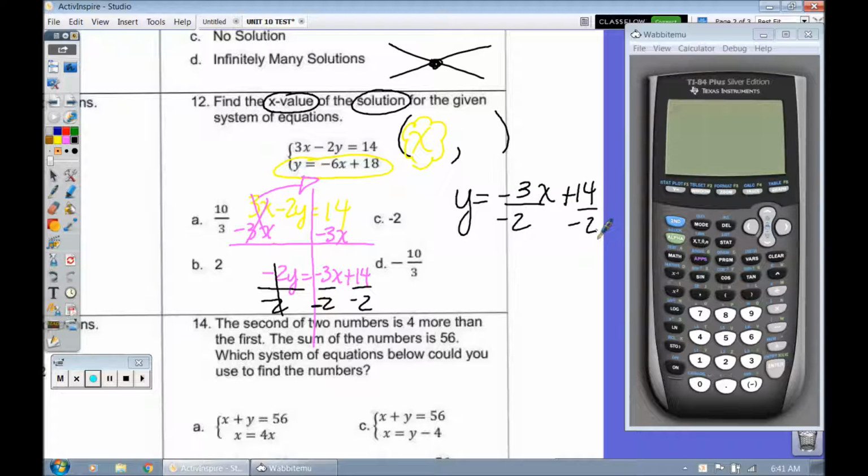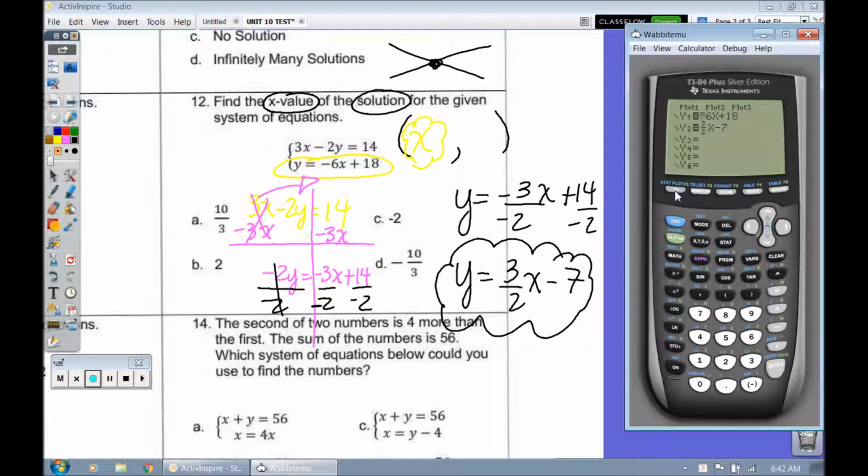Now I could go through and clean this up here. Negative 3 divided by negative 2, that's a positive. But a positive 14 divided by negative 2, that's a negative. That would give you negative 7. Now we have them both in y equals. We can use the y equals button. So we're going to go into y equals here. Negative 6x plus 18, that's this guy. 3 over 2x minus 7.